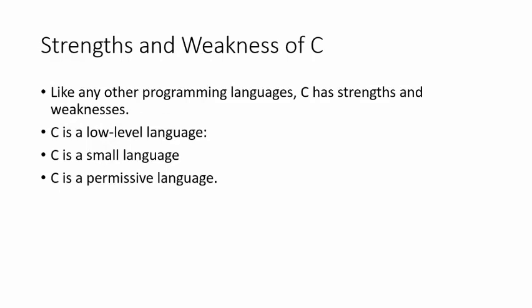What are the strengths and what are the weaknesses of the C language? Like any other programming language, C has a lot of strengths and weaknesses. Let us first see what the C language basically is. C is a low-level language, in the sense that you can interact directly with the machine. Though it is a high-level programming language, you can write programs to interact with the machine. That's why it is known as a low-level language, and it is a small language. It has a small compiler, and C is also a permissive language.